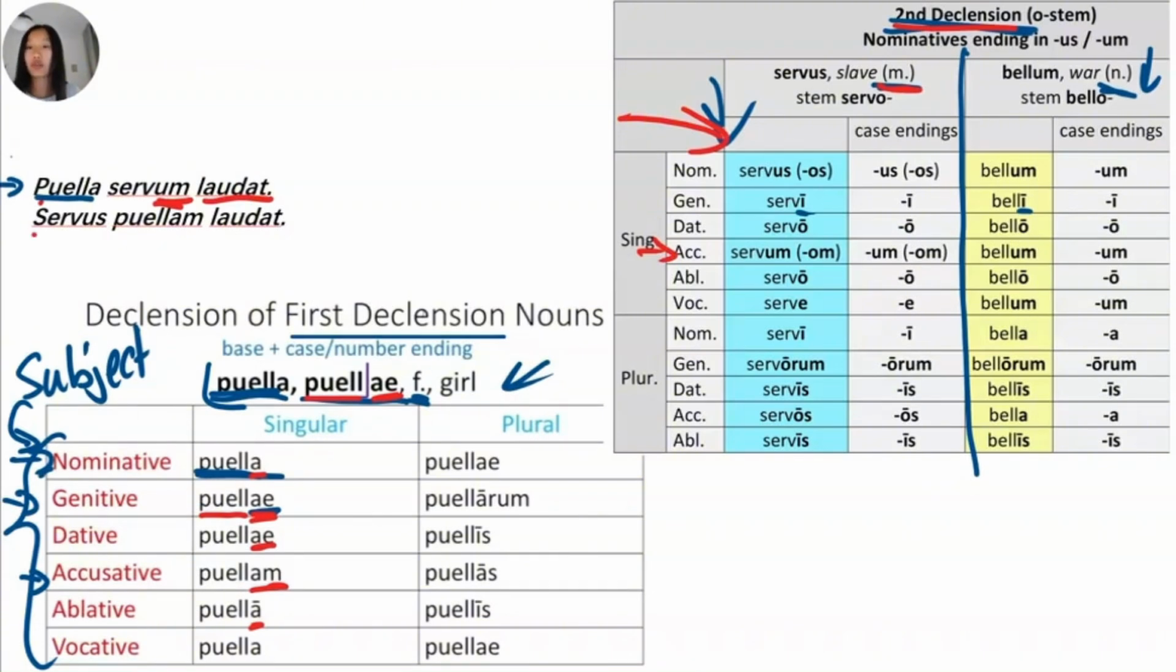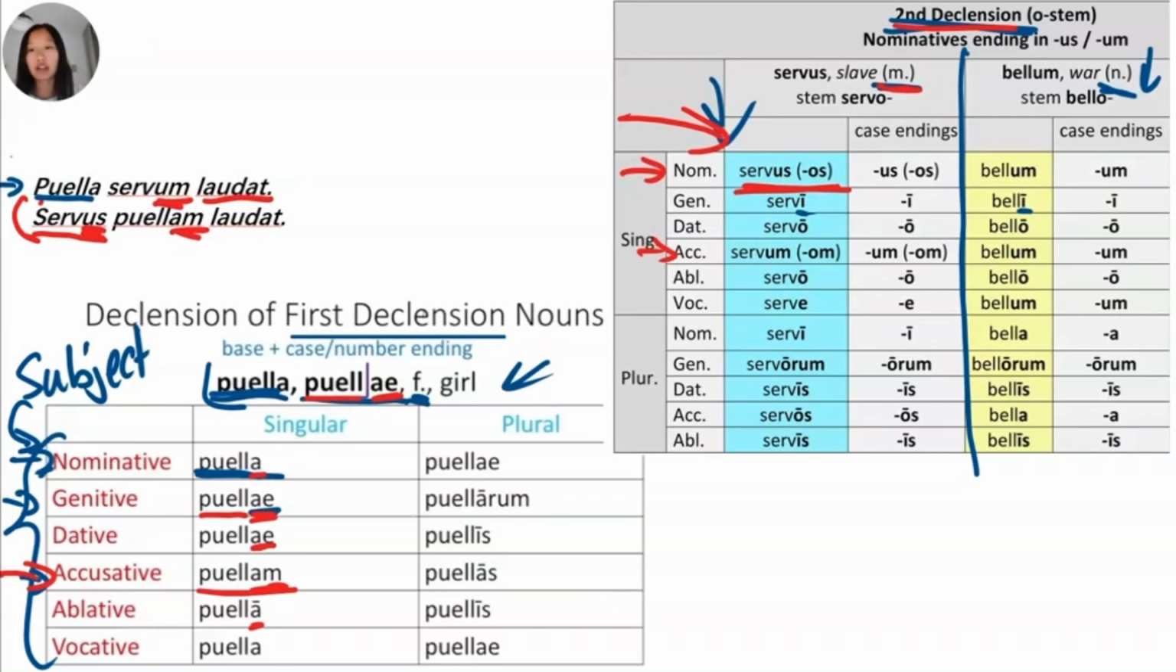And here, servus, the us, tells us that servus in this case is a nominative singular, as you can see here. So it is the subject, right? The slave is now doing the action. And puellam, the am, tells us that the girl in this case is accusative. So it is the object, right? So this sentence would mean the slave praises the girl, right?